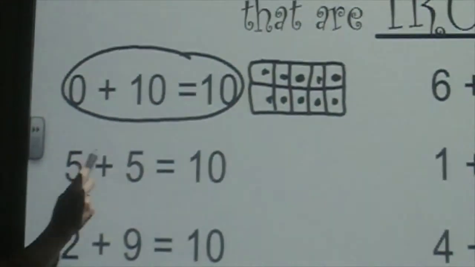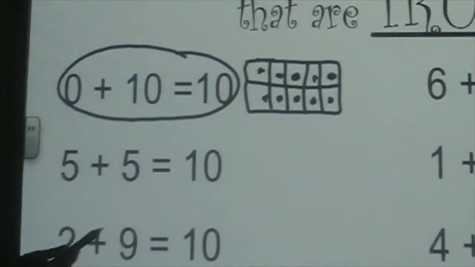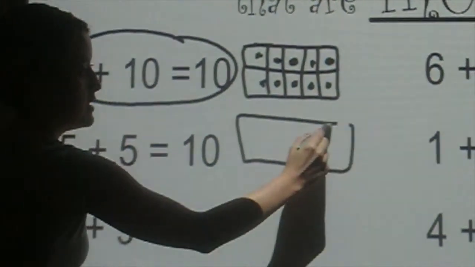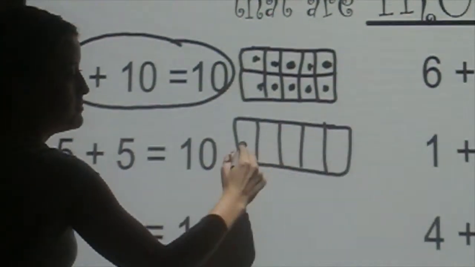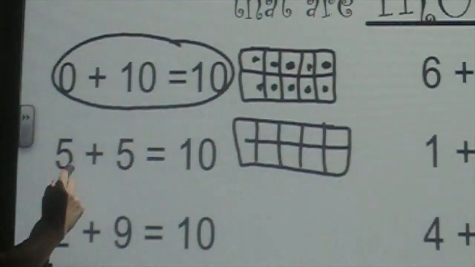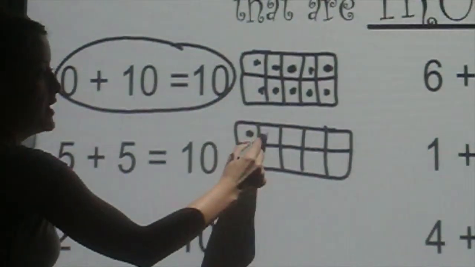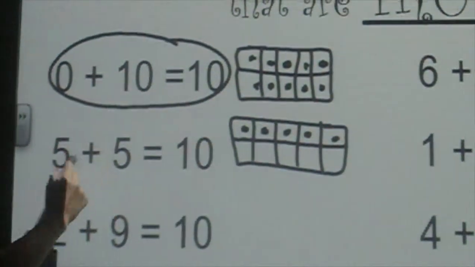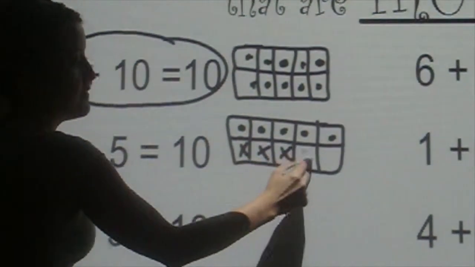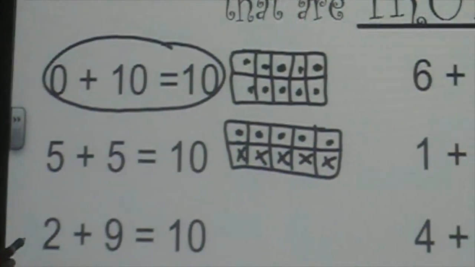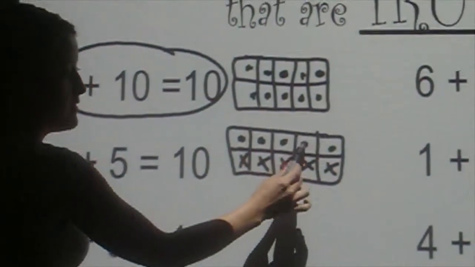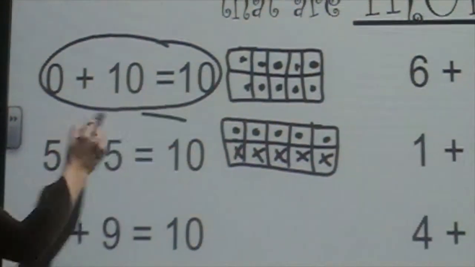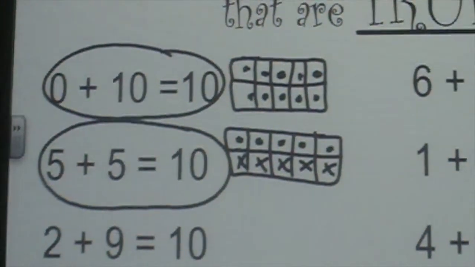Let's try our next one. 5 plus 5 equals 10. Well, let's try to prove that, just to make sure that is true. Some of us might know that already, just by knowing those number pairs. But let's try to prove that. So we have 5, our first addend. So let's add 5 to our 10 frame. 1, 2, 3, 4, 5. And I'm going to add our next addend, 5. 1, 2, 3, 4, 5. Let's see if that does equal 10 altogether. 1, 2, 3, 4, 5, 6, 7, 8, 9, 10. 5 plus 5 equals 10. That is true. So we want to circle that one as well.